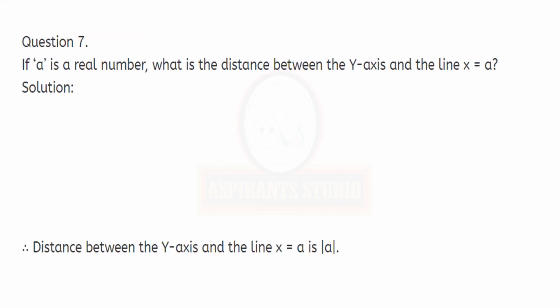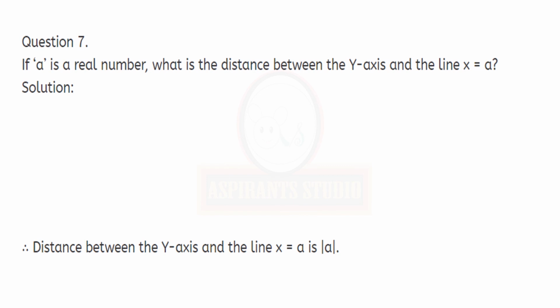Now coming to question number 7. If a is a real number, what is the distance between the y-axis and the line x is equal to a? Solution. A is a real number. If a is less than 0, then x is equal to a is a line parallel to the y-axis and to its left. If a is greater than 0, then x is equal to a is a line parallel to the y-axis and to its right.